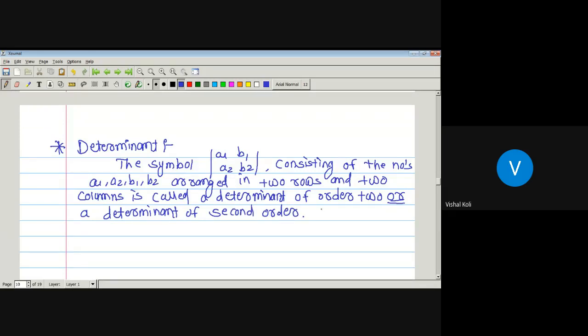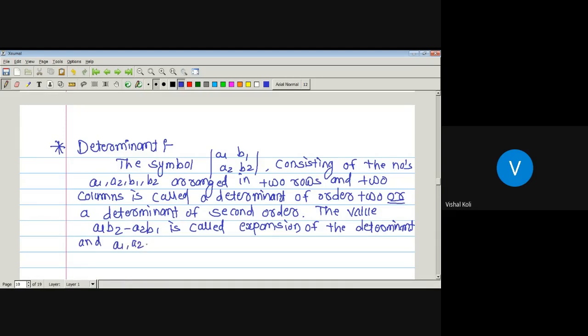Okay, and the value A1 B2 minus A2 B1 is called the expansion of the determinant, and A1, A2, B1, B2 are called the elements of the determinant.